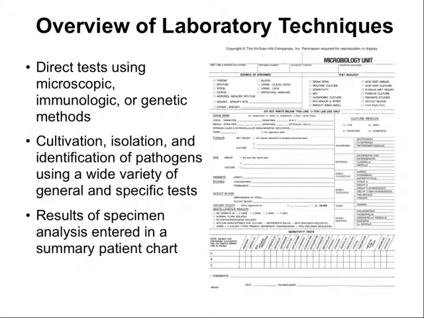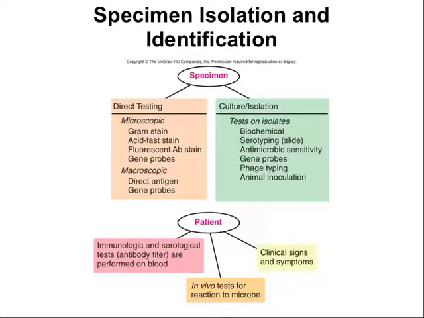Then we could use cultivation, isolation, and identification of the pathogens using a wide variety of general and specific tests. And the results of specimen analysis are entered in a summary patient chart, just like the one you see on the right here. And you'll ask for the specific tests that are necessary from the microbiology lab that you send your samples to, or maybe you do them in-house. So this chart summarizes specimen isolation and identification.